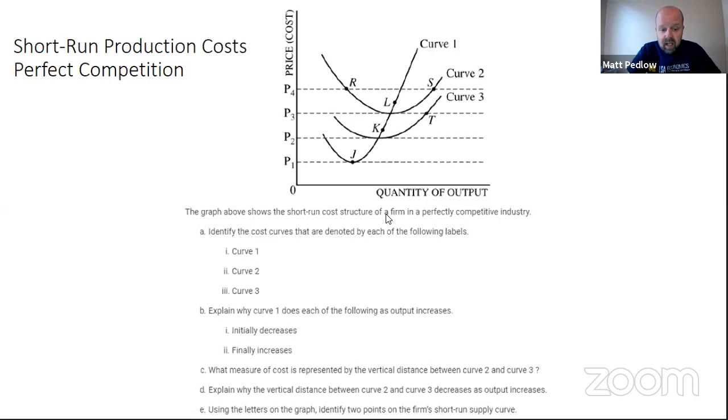So B, explain why curve 1 initially decreases. When I showed you guys this before, what I said was a lot of times it's easier just to skip B1, go back to it and answer B2, because we know why it finally increases. And the reason for that is diminishing marginal returns.